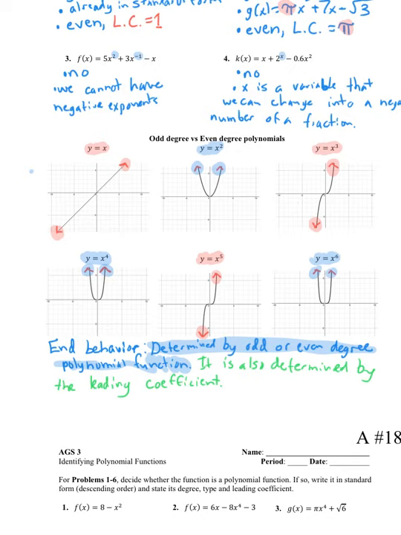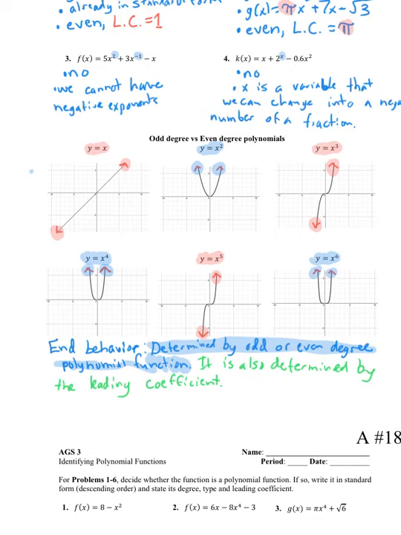All right. And that's what I mean by determining by odd or even degree polynomial functions. If you can determine a function is odd versus even degree, it's going to help you describe the end behavior, what's happening way on the extremes of the graph to this function. Okay, that's the idea there.